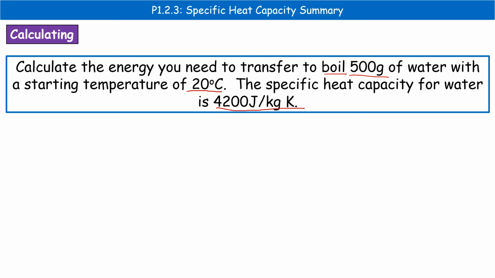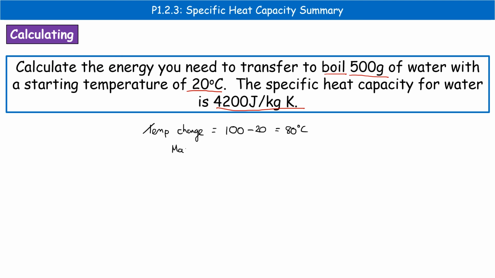Now, you don't have to memorize the formula for specific heat capacity. That is given to you on the actual formula sheet for any physics paper. First thing we're going to do though is we need to work out the temperature change. So our temperature change, in this case, we start at 20 degrees and we're going to boil water. They're assuming you know that water boils at 100 degrees Celsius. So 100 minus 20 gives us a temperature change of 80 degrees C.